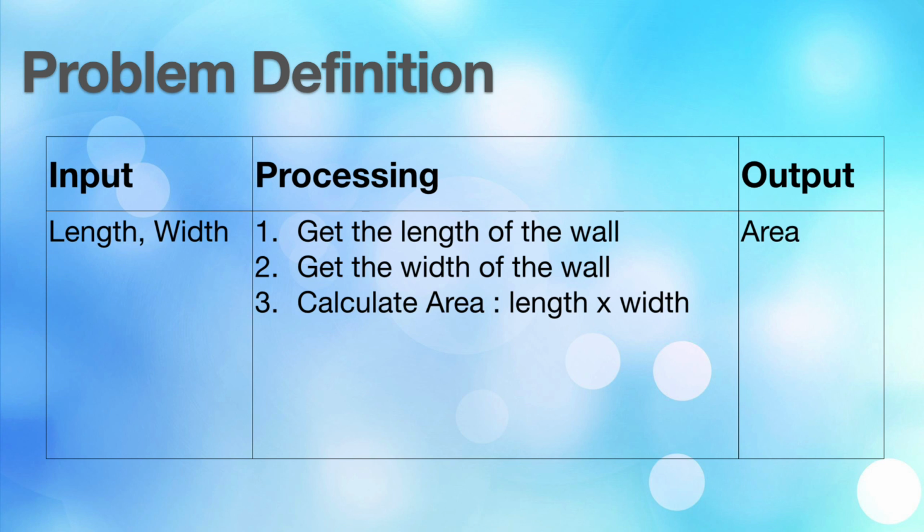So under processing, we have step 1, get the length of the wall, that's where we would measure. Then step 2, get the width of the wall. So when we have measured these, then we could move to step 3, which is to calculate the area. And from mathematics class, we know that the area of a rectangular shape is length by width. Okay? And then our output column, once we have carried out these 3 steps, is going to have area. So that's our IPO chart.